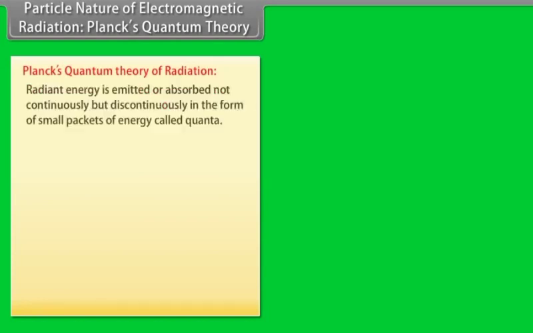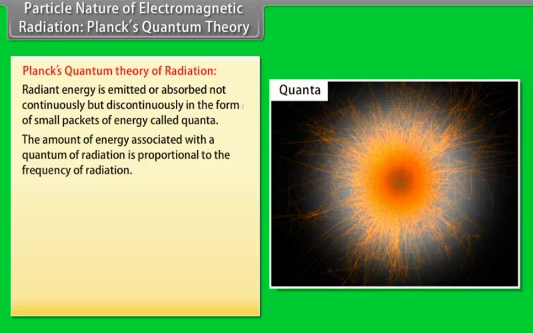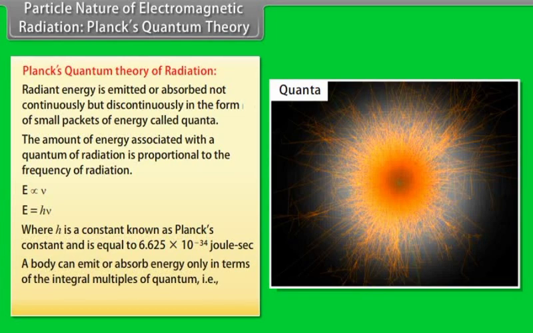Particle nature of electromagnetic radiation. Planck's quantum theory of radiation. Radiant energy is emitted or absorbed not continuously but discontinuously in the form of small packets of energy called quanta. The amount of energy associated with a quantum of radiation is proportional to the frequency of radiation, E = h nu, where h is a constant known as Planck's constant and is equal to 6.625 into 10 raised to the power minus 34 joule second. A body can emit or absorb energy only in terms of the integral multiples of quantum, that is, E is equal to n h nu, where n is equal to 1, 2, 3, 4, etc.